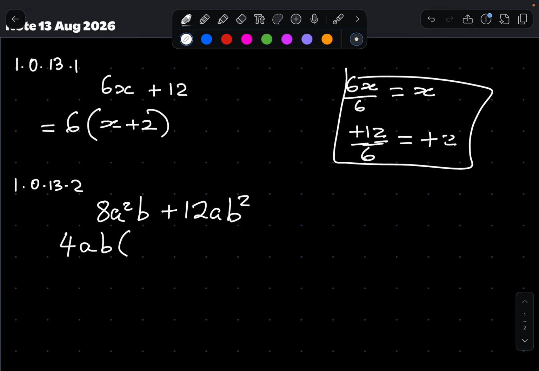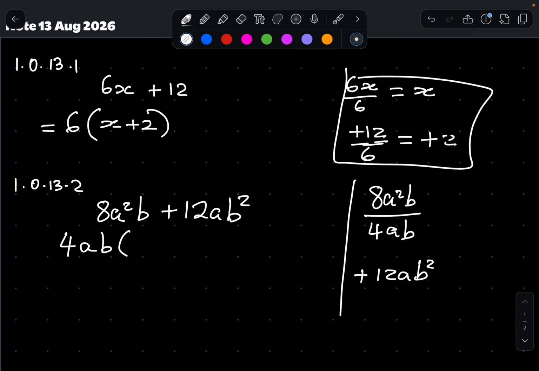All right. Then, ladies and gents, on the side with the pencil, you take your first term, which is 8a squared b. You divide it by your highest common factor. You take your second term, which is plus 12ab squared. You divide it by the highest common factor. That is what factorizing means. We're just dividing. Let's see what we're going to be remaining with there. So if you check, 4 goes twice into 8. A squared divided by a gives you a. Okay, and then b and b will cancel each other.